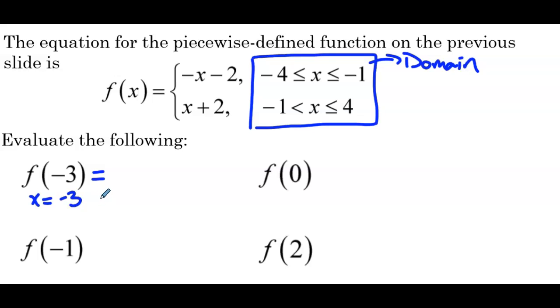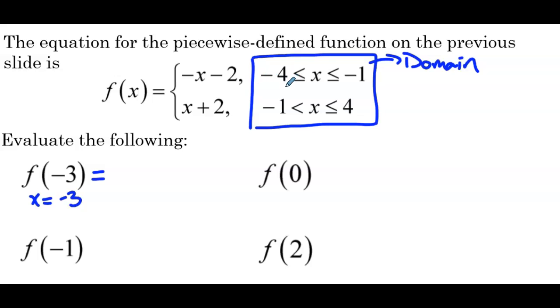So I consider evaluating a piecewise-defined function a two-step process. The first step is deciding what domain the input is part of. So negative 3, is that in the top domain? Is negative 3 in the inequality negative 4 is less than or equal to x, less than or equal to negative 1? Or is it in the inequality negative 1 is less than x, which is less than or equal to 4? So looking at our domains, negative 3 falls into the top domain.